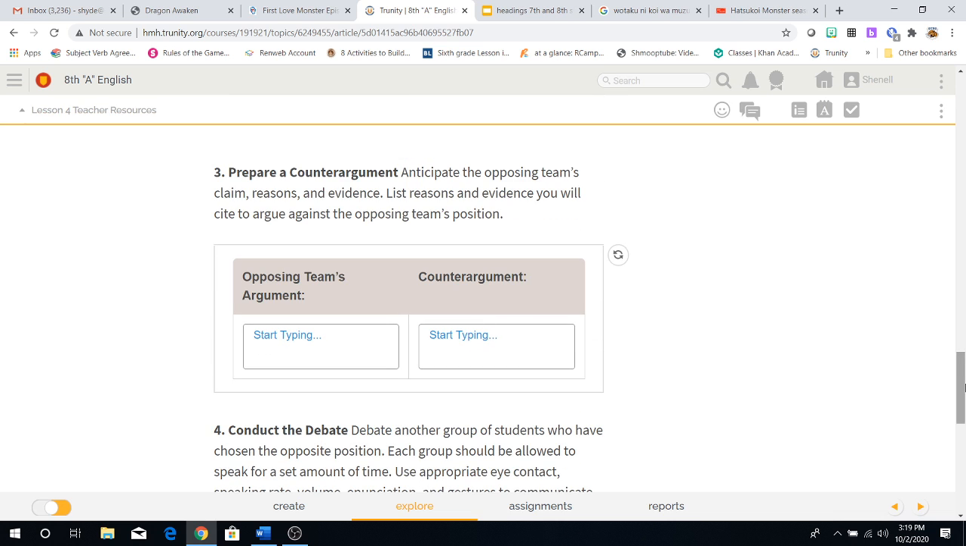Three, prepare your counter argument. This is very essential, guys. Anticipate the opposing team's claim, reasons, and evidence. List reasons and evidence you will cite to argue against the opposing team. You have to think about the team's argument, and then you have to have a counter argument for that.